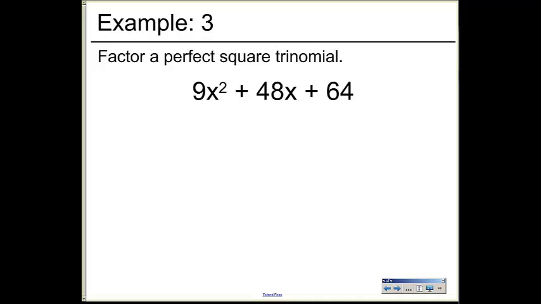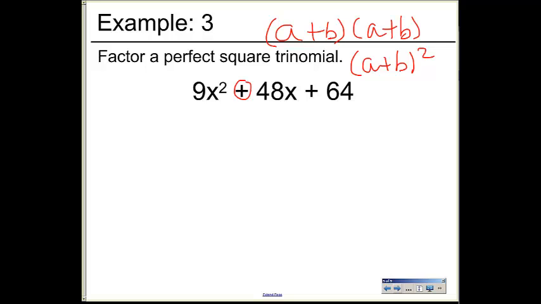Okay, example 3. We see we have a plus here, so we're probably looking at a plus b squared, which again is officially just a plus b times a plus b. Now I want to check to see if I actually have a perfect square. So if I take the square root of this first one and the square root of the last one, I get 3 for the first one and 8 for the last one.